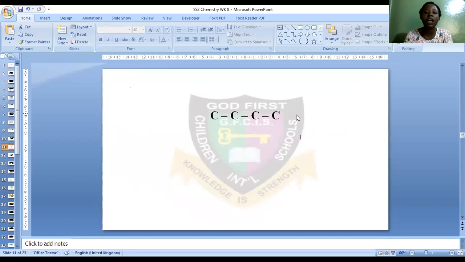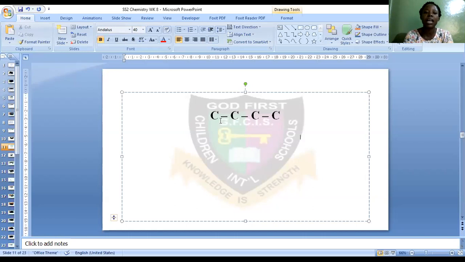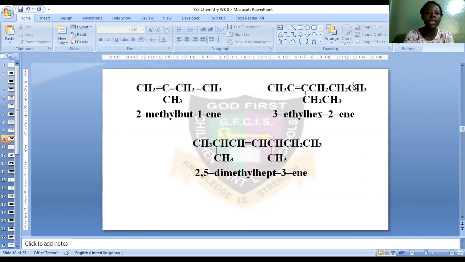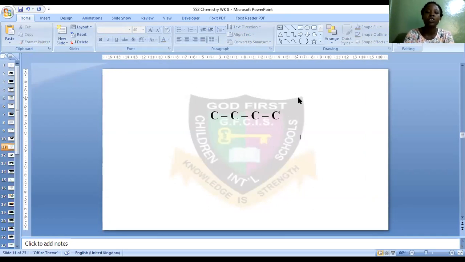So you write out the 4 carbon atoms. You see now, I've already written out the 4 carbon atoms. If we go back to that again, the name is 2-methyl-but-1-ene. So but is 4 carbon atoms, and the substituent, which is methyl, is on carbon 2. So you put a chain on carbon 2. Carbon 2 is here, 1, 2. So this is your carbon 2.